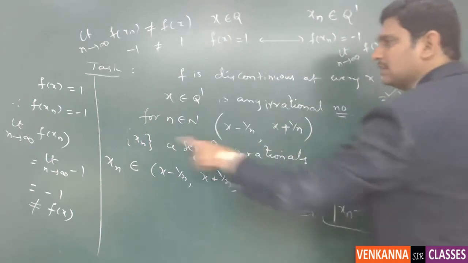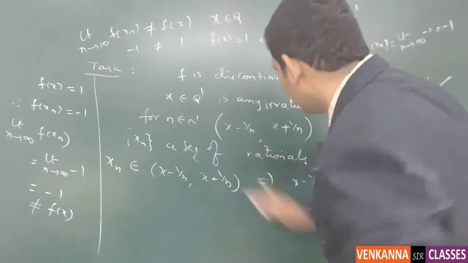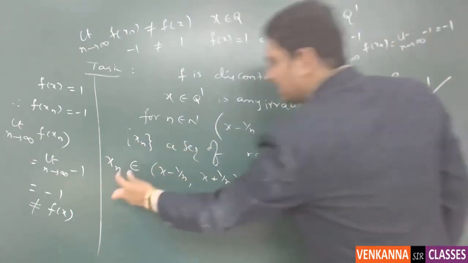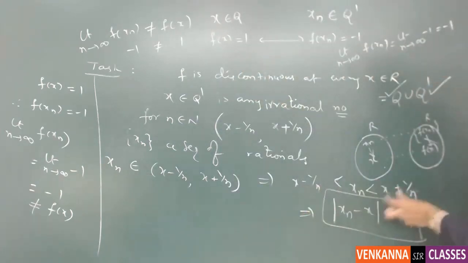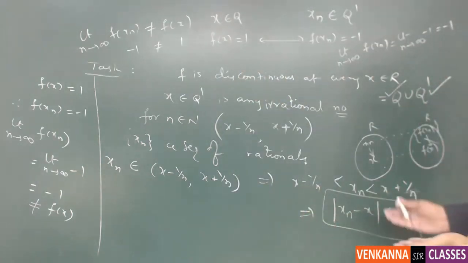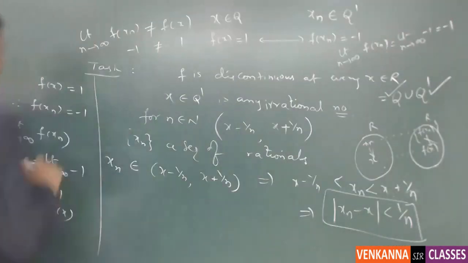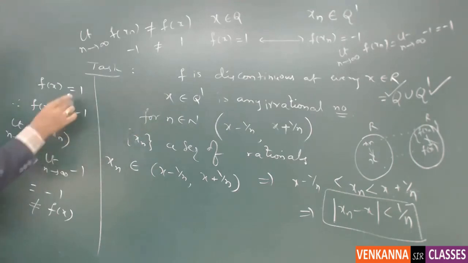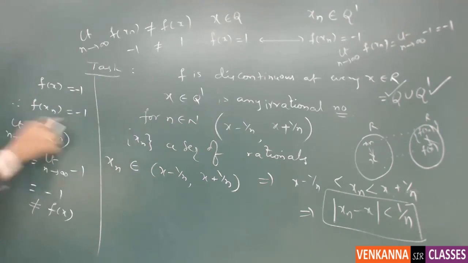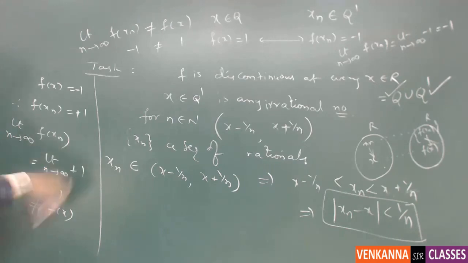For n belongs to N, you take a sequence of rationals. So xn belongs to here. So I have identified a sequence xn converging to x. So since x is irrational, f of x is equal to minus 1. Since xn is rational, f of xn is equal to plus 1. Limit n tends to infinity f of xn is equal to plus 1, which is not equal to f of x. Therefore, f is discontinuous at every irrational number.